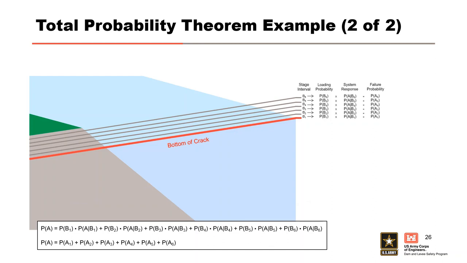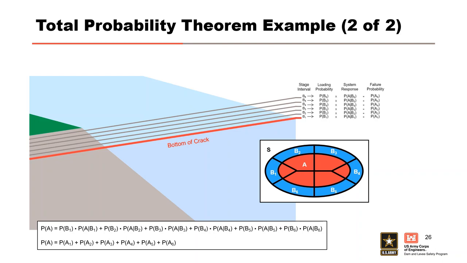Here is a better look at those stage intervals. Going back to the diagram we used to introduce the total probability theorem, the sample space is the full range of flood loading, even those that do not get above the base of the crack. The probability of the reservoir reaching a stage that is within one of the six loading intervals above the crack, B1 through B6, is represented by the blue area in the figure.